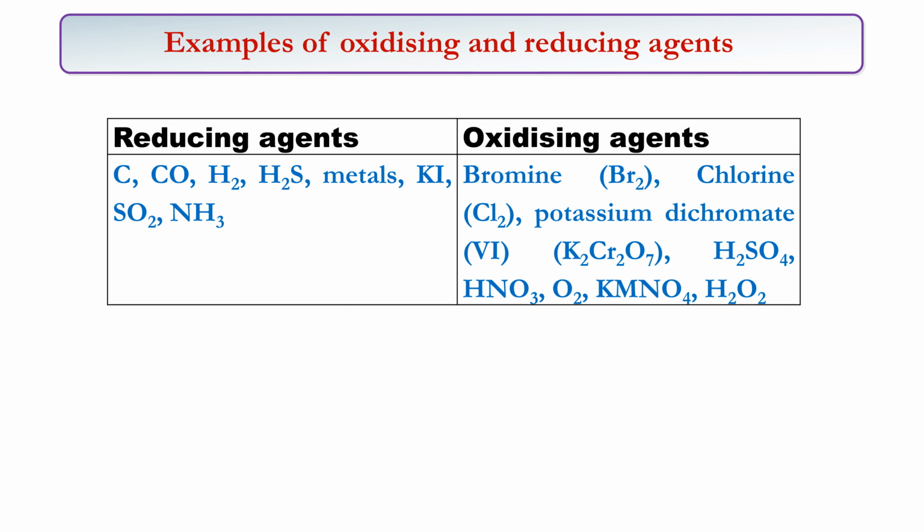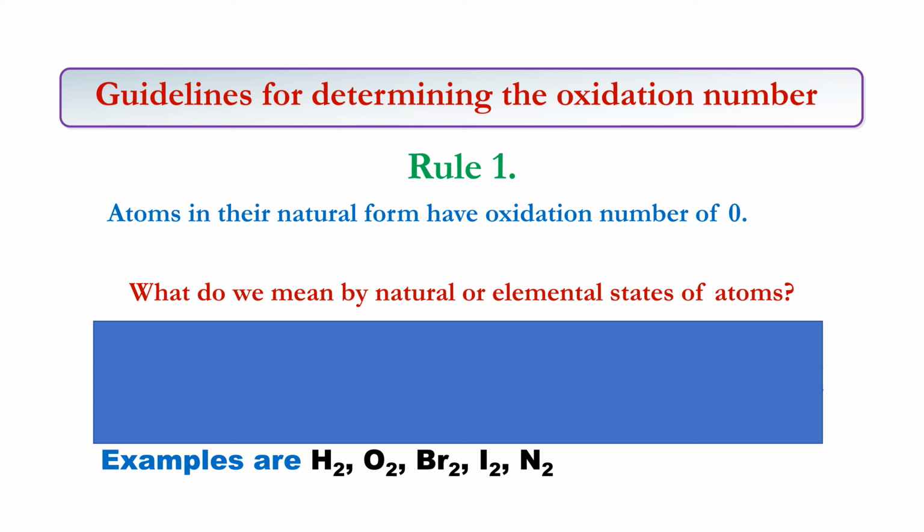We now look at examples of oxidizing and reducing agents. So these are some of the examples of reducing agents: carbon, carbon monoxide, metals, potassium iodide, ammonia. And these are the examples of oxidizing agents. We have potassium dichromate 6, we have sulfuric acid, we have nitric acid, we have potassium permanganate, we have hydrogen peroxide. So these are some of the examples of oxidizing agents, and these are some of the examples of reducing agents.